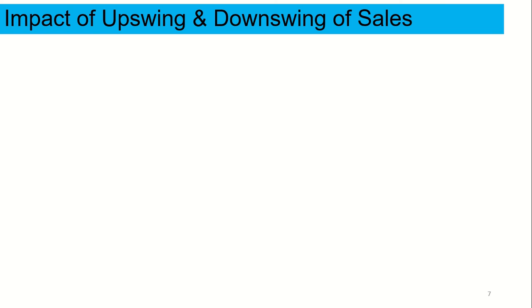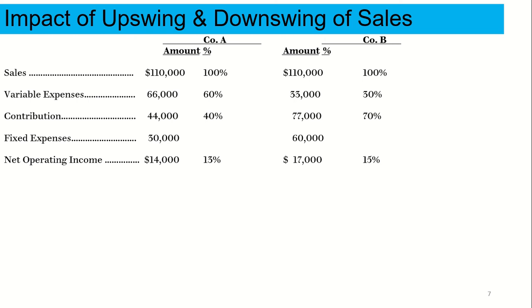Assuming there is an upswing in the market, there is good demand, so therefore sales of both the companies jump up by 10%. So $100,000 of sales becomes $110,000 in both case of company A and B. Variable cost percentage 60 and 30% and contribution percentage 40 and 70 remain the same. Fixed expense in terms of total value $30,000 and $60,000 remains the same. So net operating income of company A is 13%, company B is 15%.